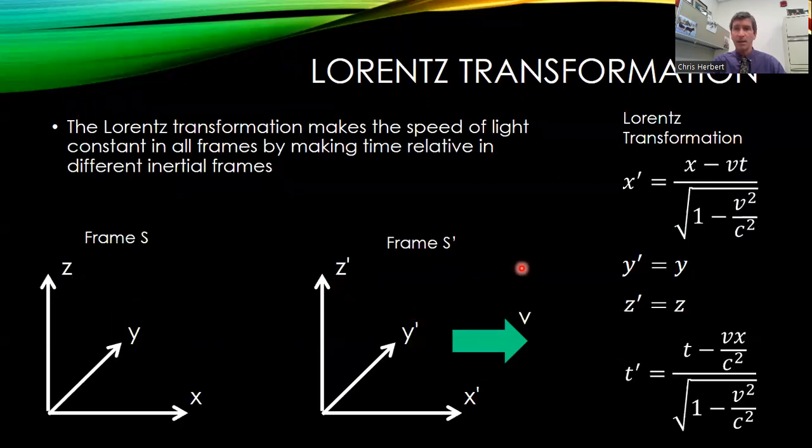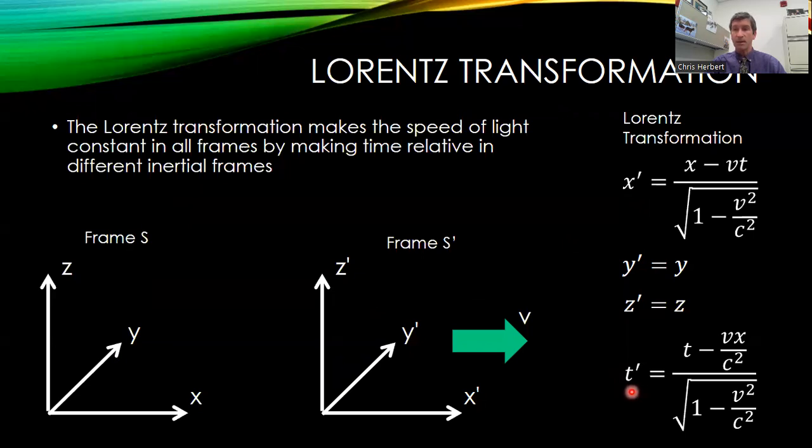And in this case, we see that things are a little bit different. Before, the only thing that really changed was x in the direction of movement. Y and Z also remain unchanged in this type of transformation. And we, of course, have time, which is no longer absolute.